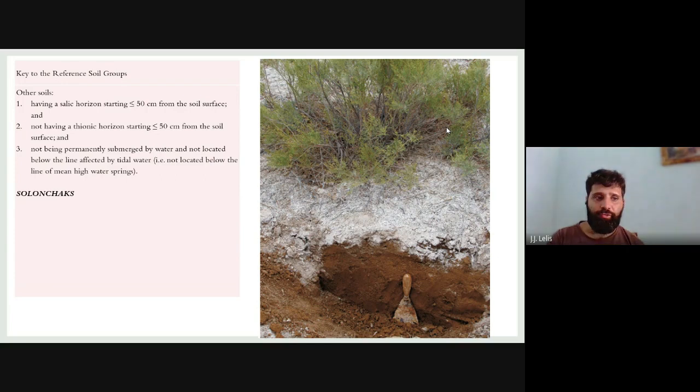So the Solonchaks are those soils that have a salic horizon starting in the first 50 centimeters from the soil surface, and they do not have a thionic horizon. If you don't remember what a thionic horizon is, it's a horizon that possesses a high quantity of sulfate and sulfide. They are related to soils that are formed in tidal areas, and they are not permanently submerged by water, so not permanently flooded, or influenced by tidal water.